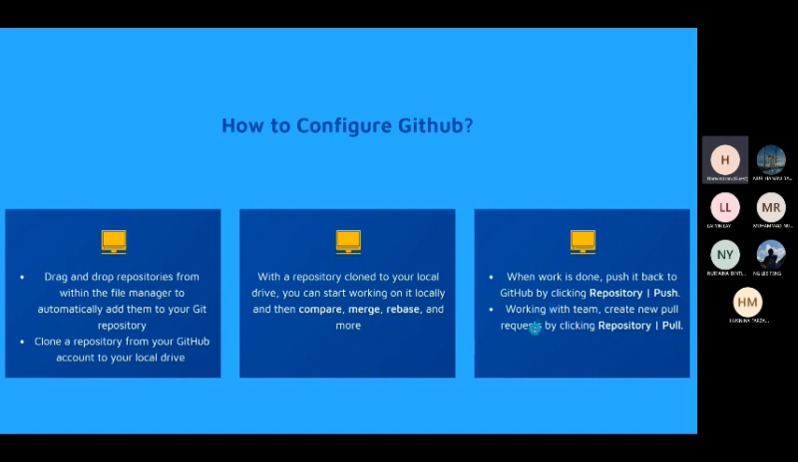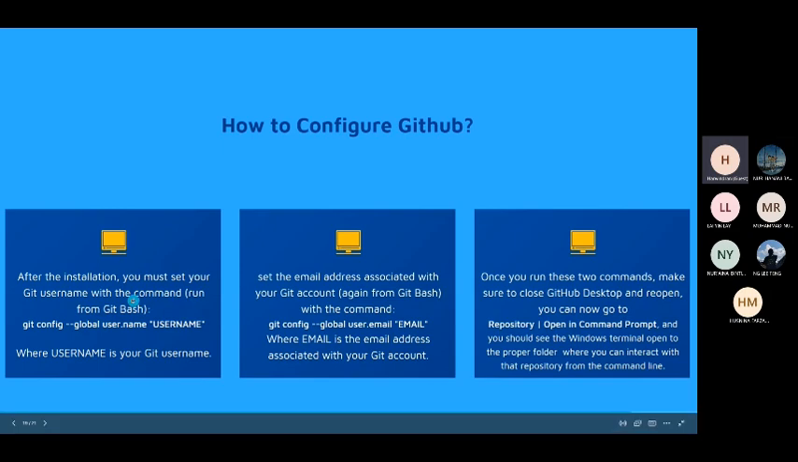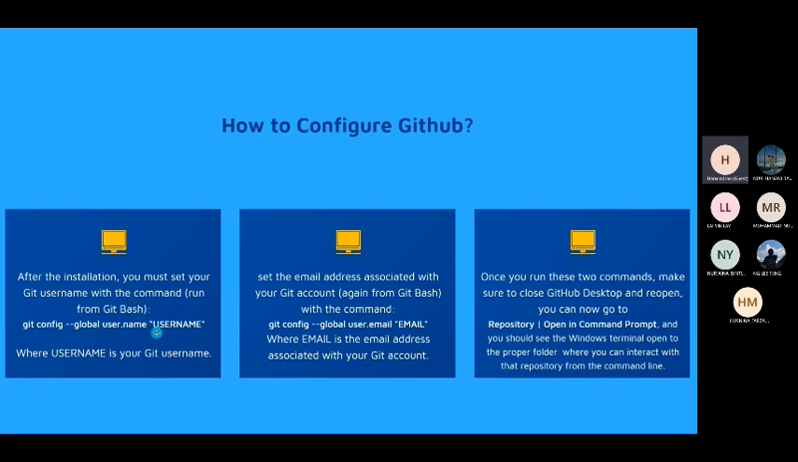Working with a team, create a new pull request by clicking repository pull. So these are the steps to configure GitHub on your desktop. After the installation, you must set your Git username with the command run from Git Bash. As you can see, this is the command git config --global user.name and your username, where username is your Git username. Okay, so each of you will have a username and you need to key it in.